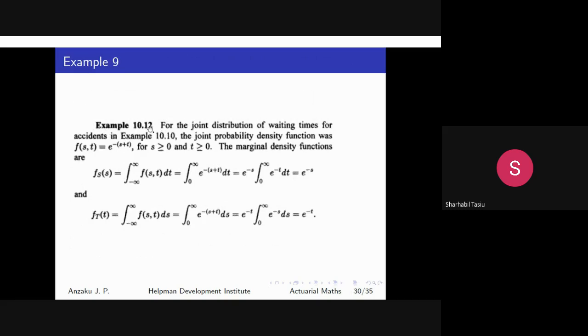Now, also, when we do the same thing for this example, I will allow us to go and check this example. Maybe we'll come and explain more in the next class. I believe it's straightforward. So for a joint distribution of waiting times for accidents in the example 10.10 that we talked about, we say this is the PDF, and the range for s is 0 to infinity, and the range for t here is 0 to infinity.